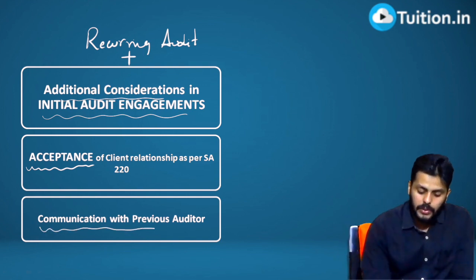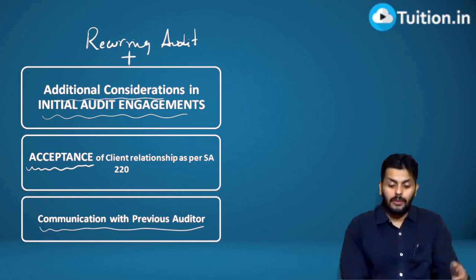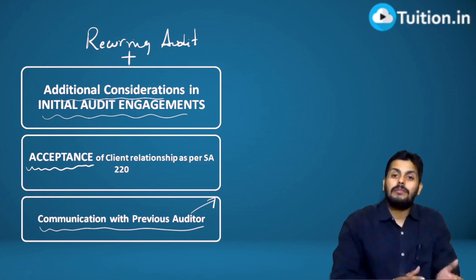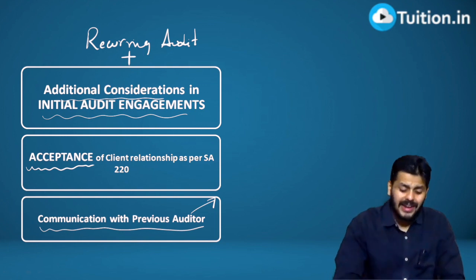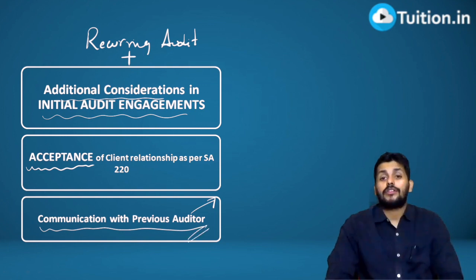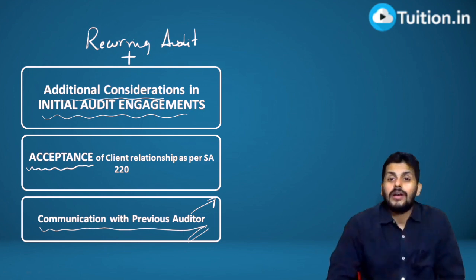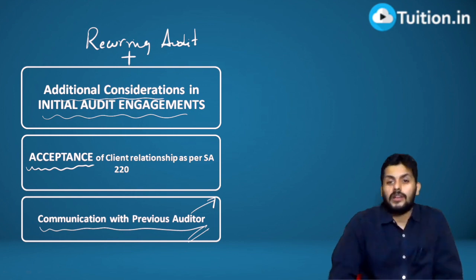Then communication with predecessor auditor or previous auditor. It's a very important thing. This is an ethical requirement. If you are not doing this, you will be guilty under clause 8 of Part 1 to Schedule 1 of the Chartered Accountants Act. You will be guilty because communicating with the predecessor auditor is something that we need to do for a simple reason that it is a matter of ethical requirement.